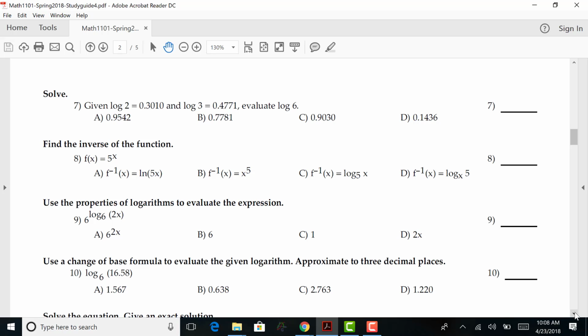They told me the log of 2 is 0.3010, and log of 3 is 0.4771. I just add those two things together in my calculator, and I should get 0.7781. Y'all check my math. Does that look right? Did you get 0.7781? Yes. Okay, done.